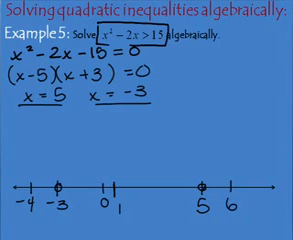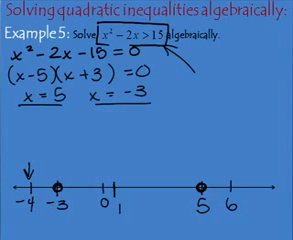And what I'm going to do is substitute these values back into my quadratic inequality, and I'm going to look for true and false statements. Okay? And again, this negative 3 and this positive 5 are my critical points. So that's why I'm choosing the test points that I did.